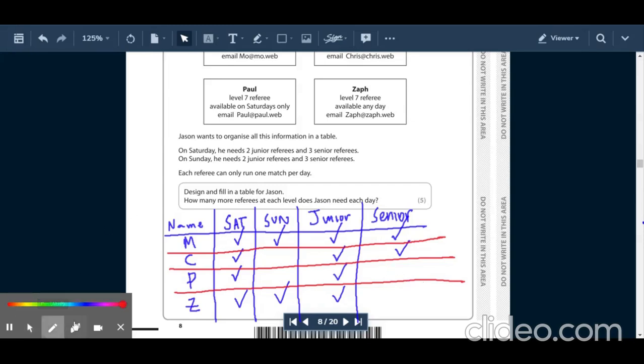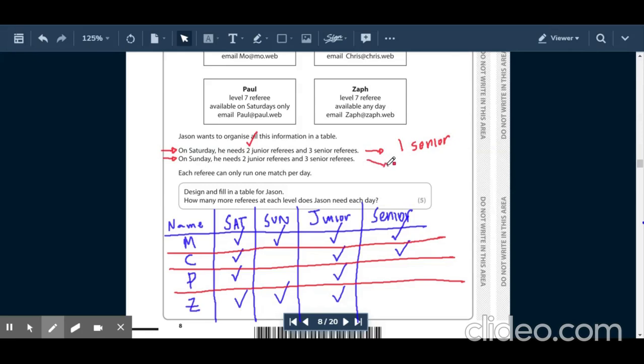Then for the last bit of the question, we need to go back to these two questions. So on Saturday, he needs 2 junior referees and 3 senior referees. So let's look. All of these guys can work on Saturday, and Paul and Zaf, they can both do a junior game. So we've got our 2 junior referees. And then Mo and Chris, they can do 2 senior referees. So we've got 2 senior referees. So you need 1 senior referee. So on Saturday, he needs 1 senior.